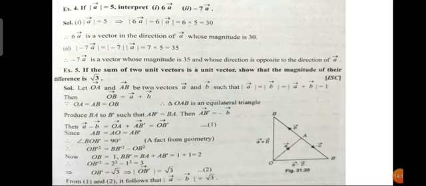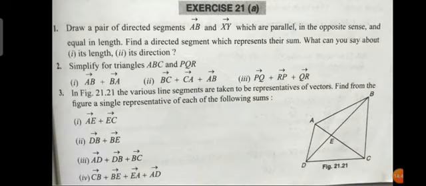Likewise, the next question is given. The second question is, if the sum of two unit vectors is a unit vector, show that the magnitude of the difference is root 3. Unit vectors, you know, the magnitude is 1, that we have studied. So the proof is given. Next are some exercises for you. First question.